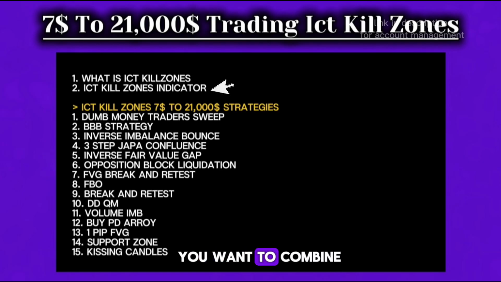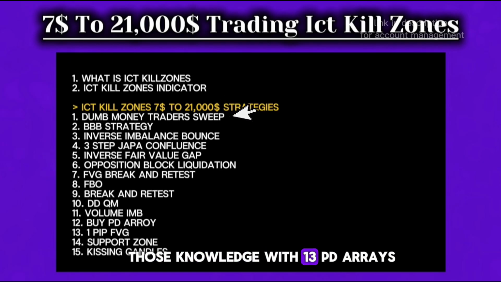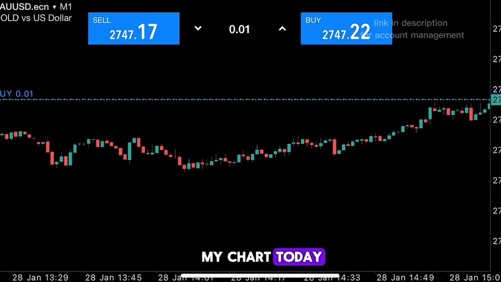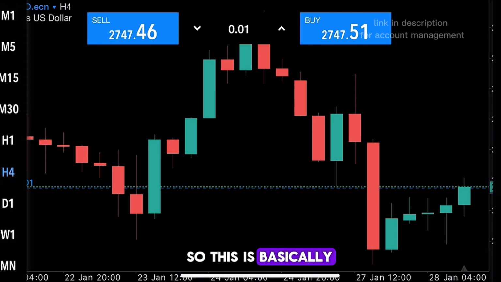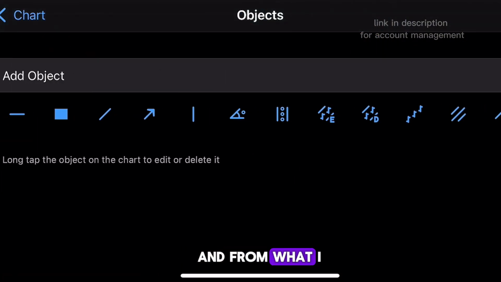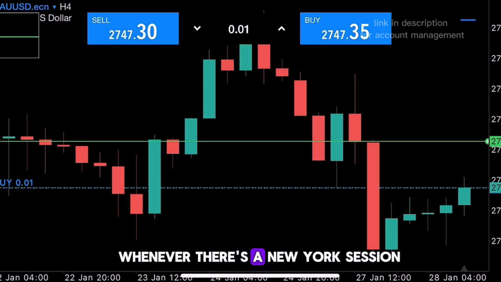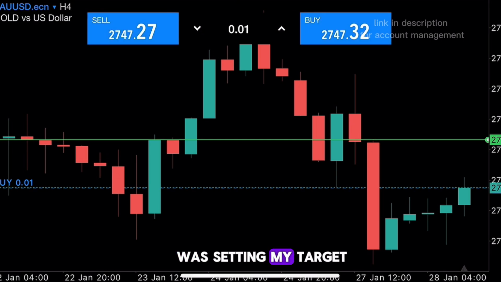This is one example where it does that. This is another example where price does that, and this is another example where price does that. That said, now you want to combine this knowledge with the PDRA. So I went to my chart there, hit the stop, and then went back to H4 time frame to explain the PDRA I use. So this is basically New York session, and from what I explained in the past, whenever there's a New York session, this is when I was setting my target.